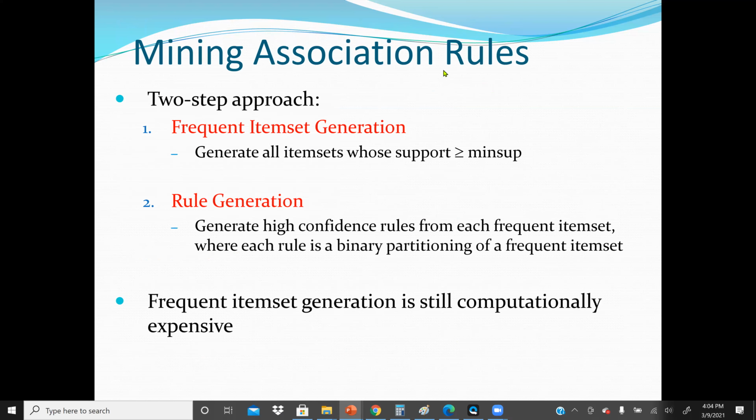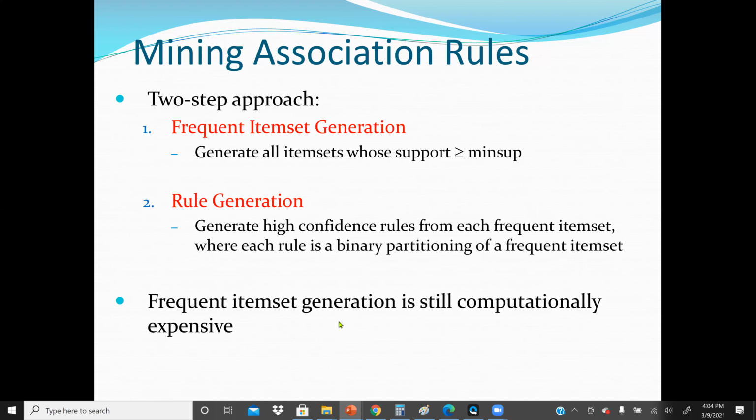Now, mining association rules is a 2-step approach. First, frequent item set generation. We are going to generate all the item sets whose support is greater than or equal to the minimum support threshold. Then the rule generation. We're going to generate the high confidence rules from each frequent item set, where each rule is a binary partition of the frequent item set.